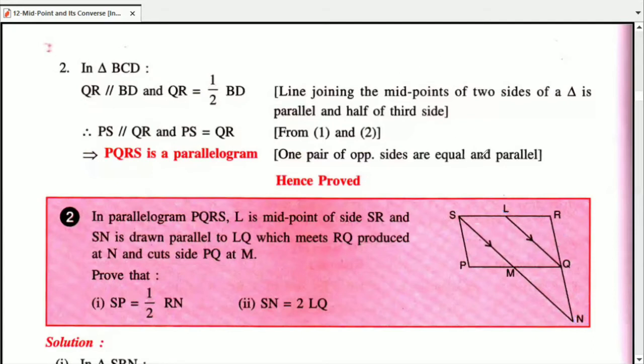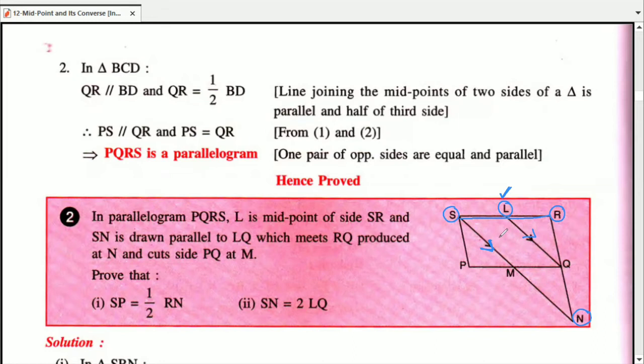Now let's consider triangle RSN. In this case, SR is a side of the triangle and L is the midpoint of SR, and it is given that SN is parallel to LQ. And this LQ is a line segment which is passing through the midpoint of one of the sides of a triangle and is also parallel to SN. Now this is the given, which is the converse of the midpoint theorem.